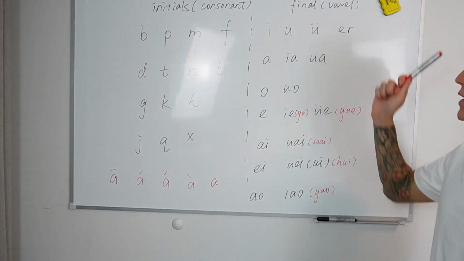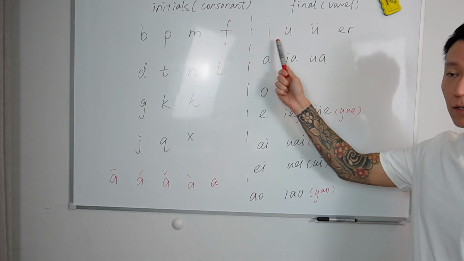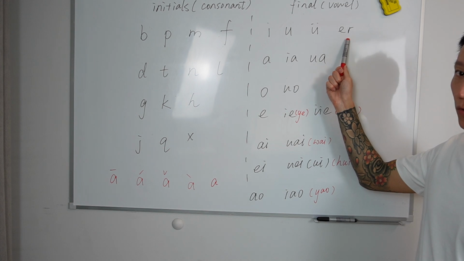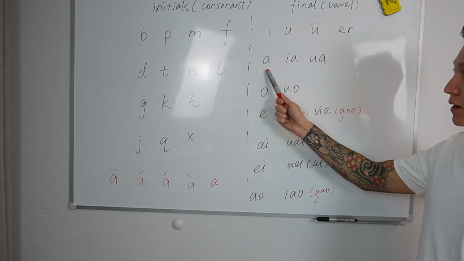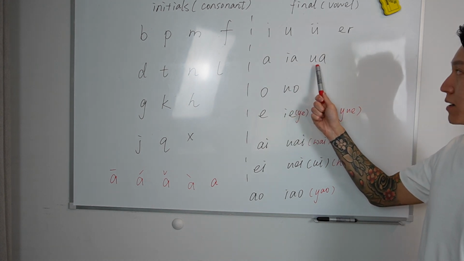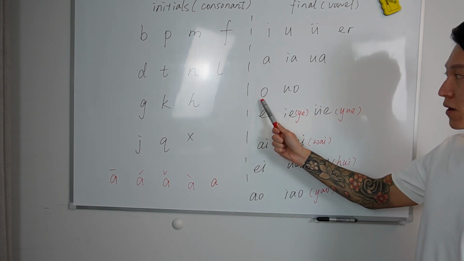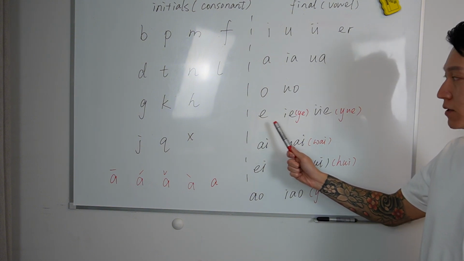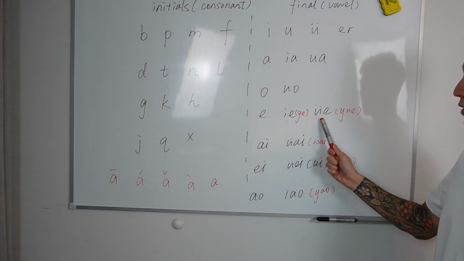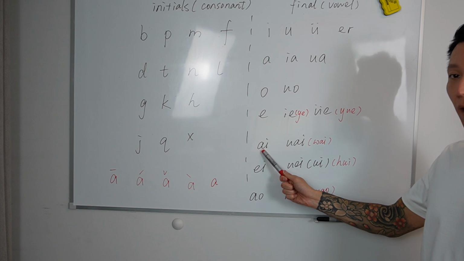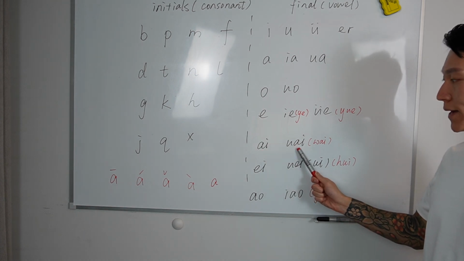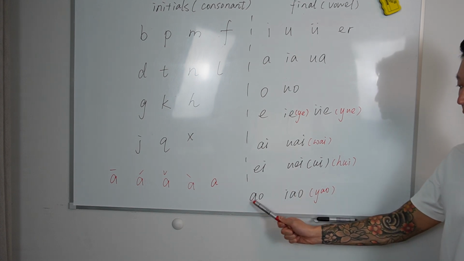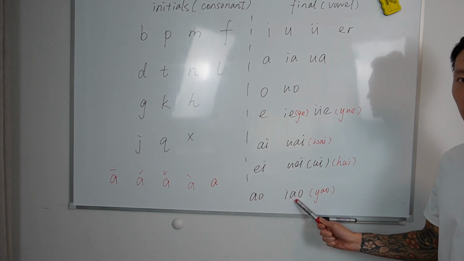Now let's look at finals. I, U, Ü, A, Ya, Wa, O, Wo, Ye, Yue, I, Y, A, Wei, Ao, Yao.